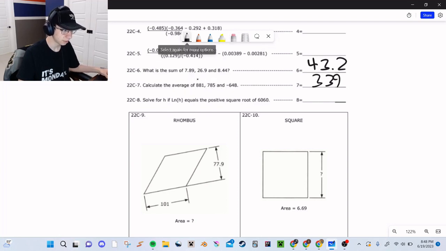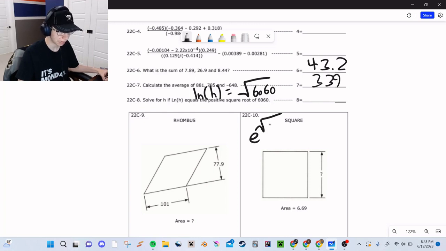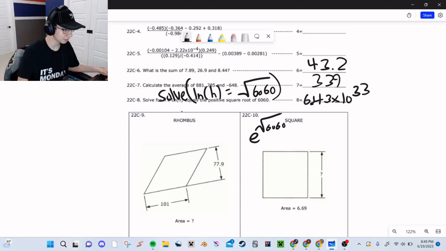For number 8, we have to solve for h if ln of h equals the positive square root of this number, so we could just do e to the power of the square root of 60. We get 6.43 times 10 to the 33rd power. Or you can set up a solver here if you have a TI Nspire like this.